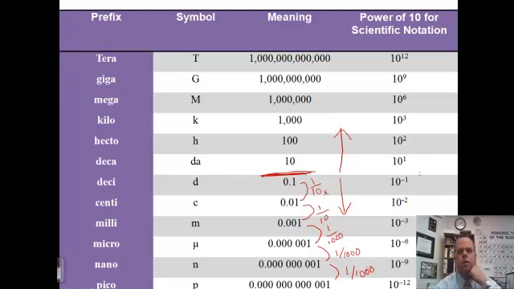1/1000th. So when you start dealing with these very small units, micro for 1/1,000,000th of the base unit, 1 million micrometers in a meter. Nano, 1 billion nanometers in a meter. And pico, 1 trillion picometers in a meter.